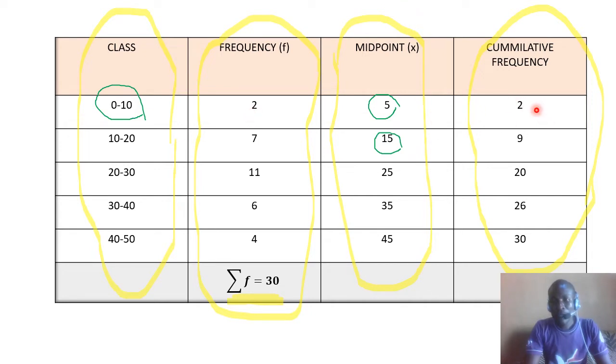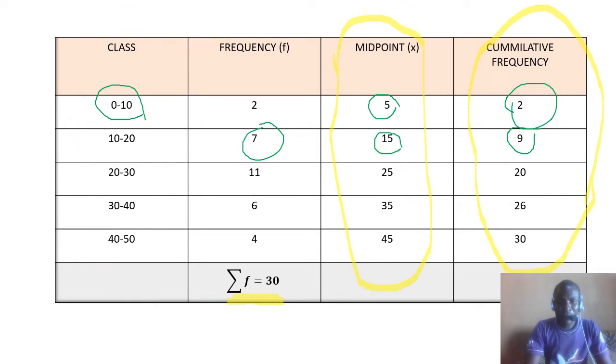Now from here, how do we get 9? We take 7 plus 2, that gives us 9. Then for the next one we take 11 plus 9, and we get 20. Like that, 6 plus 20 we get 26, and then 4 plus 26 we get 30. That is how we get the cumulative frequency column. Once we have those, we are able to calculate our problem without any difficulty.